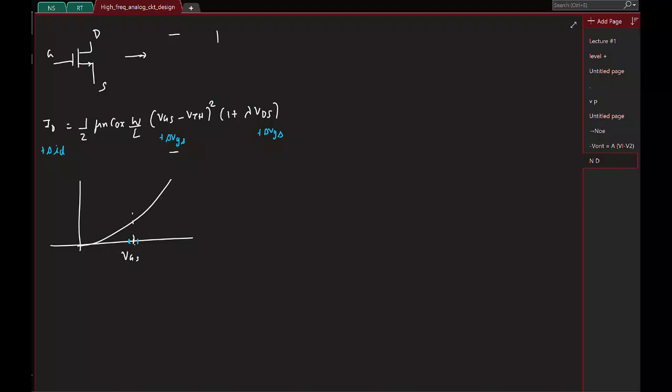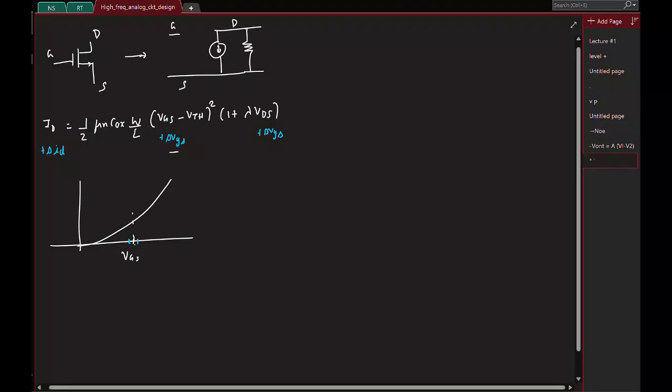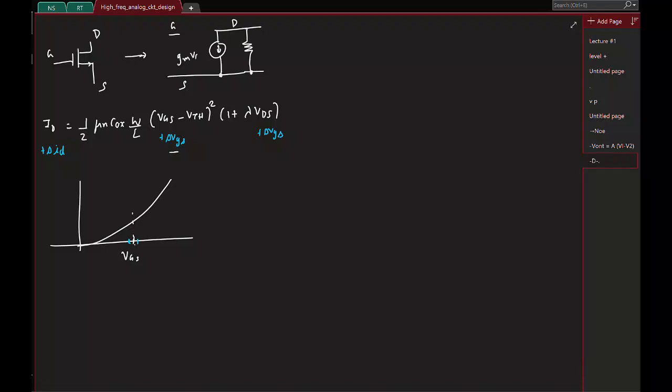Hopefully you are familiar with this small signal model, right? This is the gate, drain and source. We'll have an incremental drain current, which is GM times the incremental gate to source voltage.